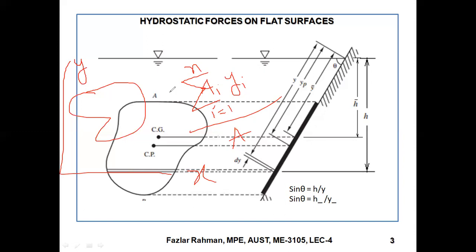So this one is divided into several areas: 1, 2, 3, 4, 5, 6. You figure out each area and its y, then make the summation of all of them divided by the total area. Then you will get ycg of the whole area.